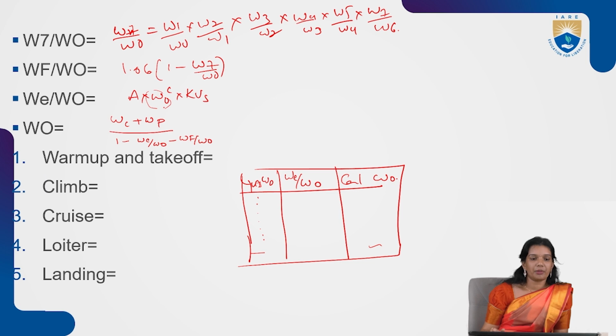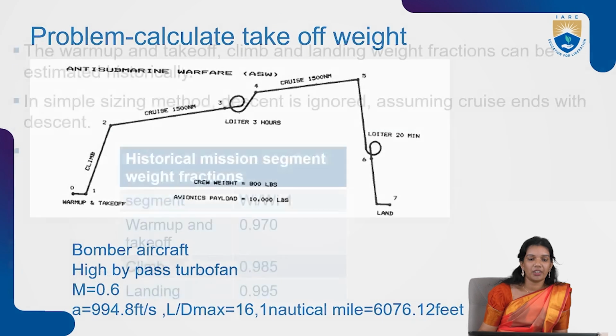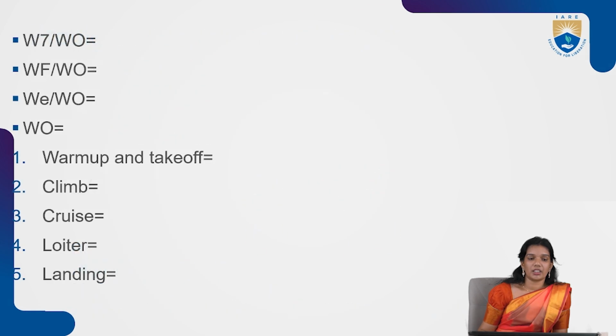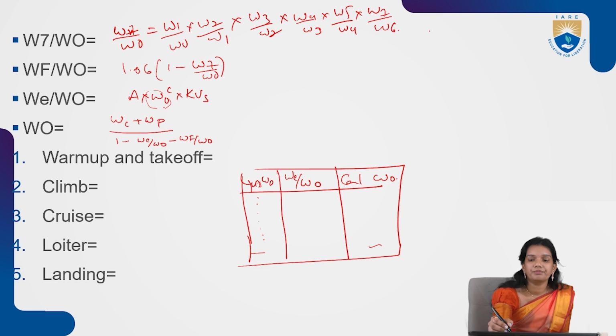First, in order to find W7 by W0, some of the segments are considered as defined numbers. The first one, W1 by W0, the warm up and takeoff segment, is a constant definite number, 0.970. For climb it is 0.985, and for landing it is 0.995. Let us write that here. W1 by W0 is 0.975, 2 by 1 is 0.98, and the final is 0.99.